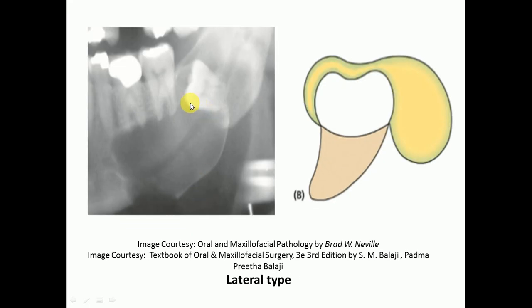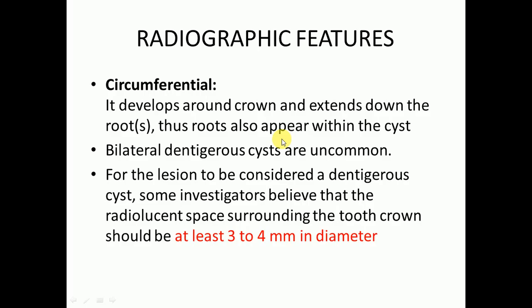Here you can see this is the mandibular third molar, which is impacted, and a very large cyst is present. It is present at the lateral surface of the tooth, and it partially surrounds the crown. The third one is the circumferential type. It develops around the crown and extends down the root or roots. These roots also appear within the cyst.